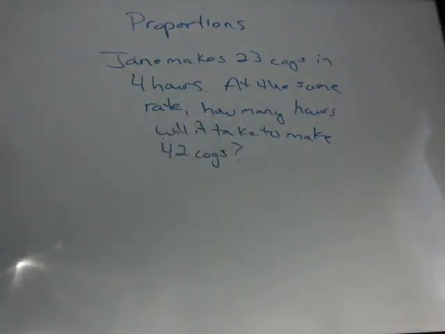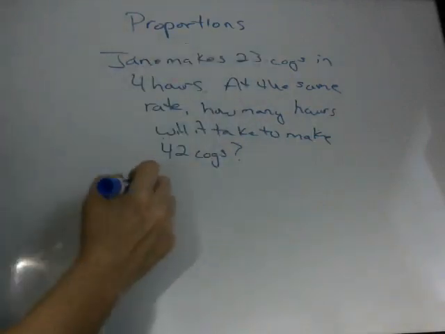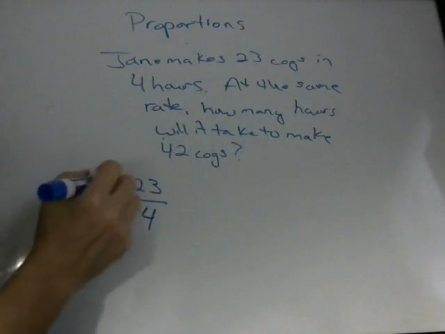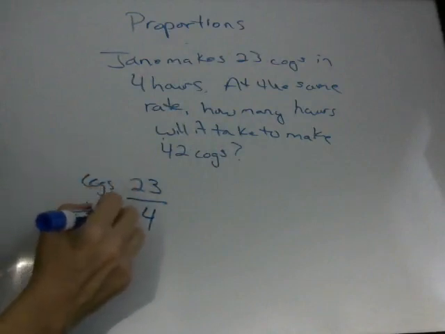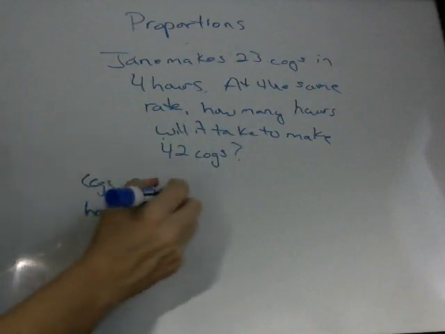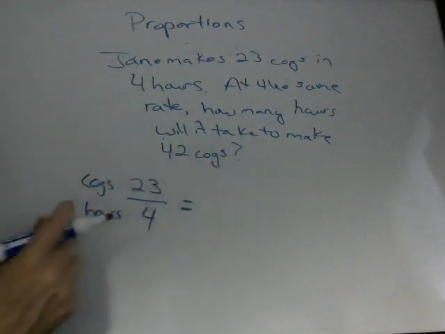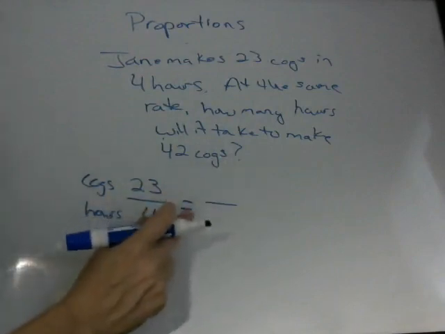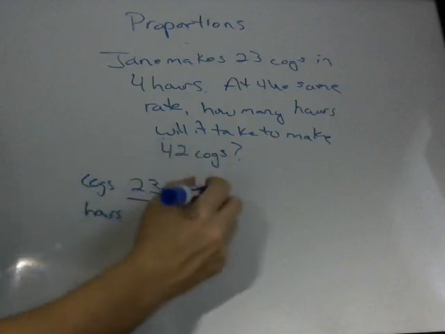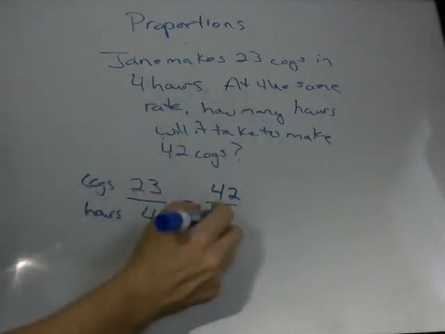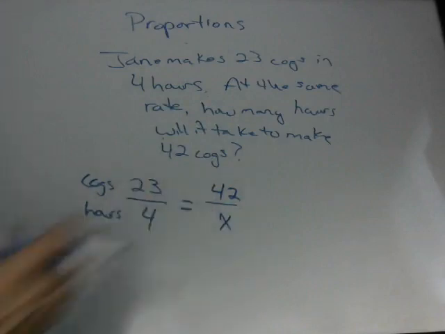So we'll first set up our first ratio. 23 cogs in 4 hours. 23 to 4. We're going to put cogs on top, hours on the bottom. So it's very important that you follow, if you're putting cogs on the top on this side, you have to put cogs on the top on this side and hours on the bottom. So now that's going to equal something. So cogs on top, so it's going to be 42 on top, and hours is what we're looking for. So that's our x.